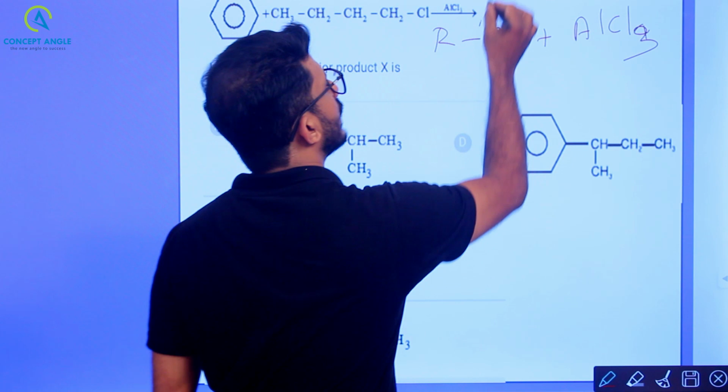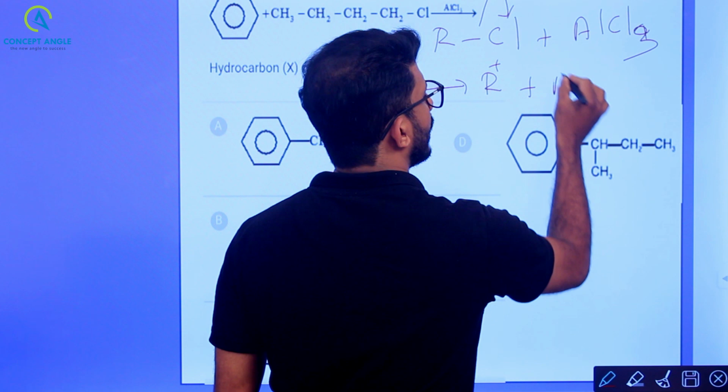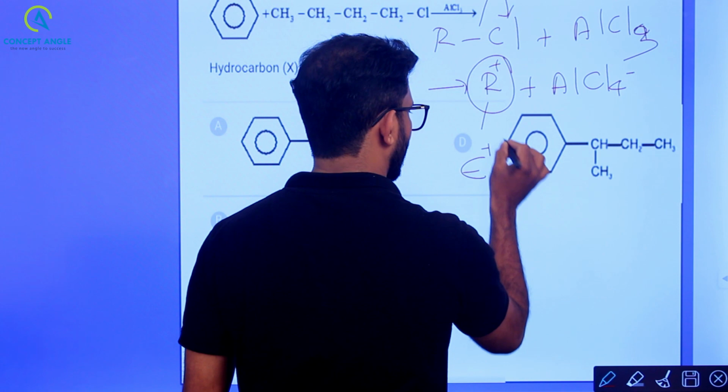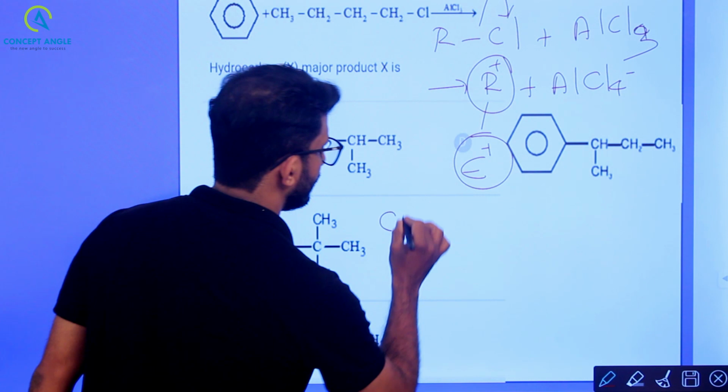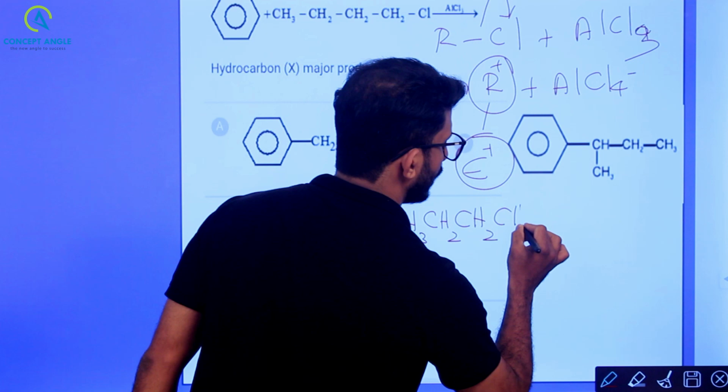This undergoes heterolysis to form R+ AlCl4-. This is the electrophile. This is going to substitute in an electron rich benzene ring. Here the RCl is CH3, CH2, CH2, CH2, Cl.